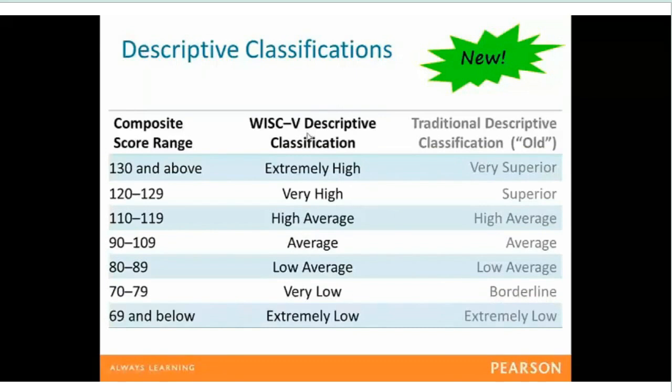You can see that the new qualitative descriptors include terms like extremely high, very high, and instead of borderline, very low. These are scores that are simply describing in words where the score falls on the bell curve. These are not diagnostic descriptors. In order to find diagnostic descriptors like intellectual disability that is mild or moderate or severe, you will need to go to the DSM-5 or the ICD in order to find diagnostic categories and descriptors.